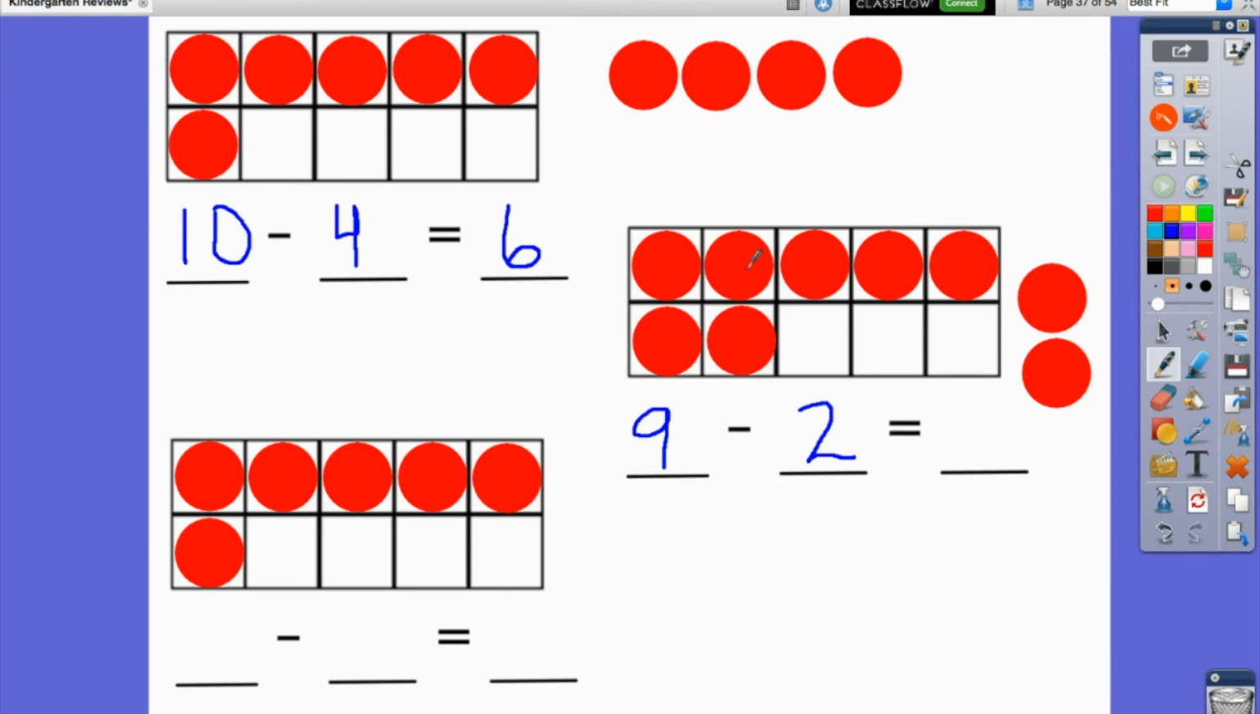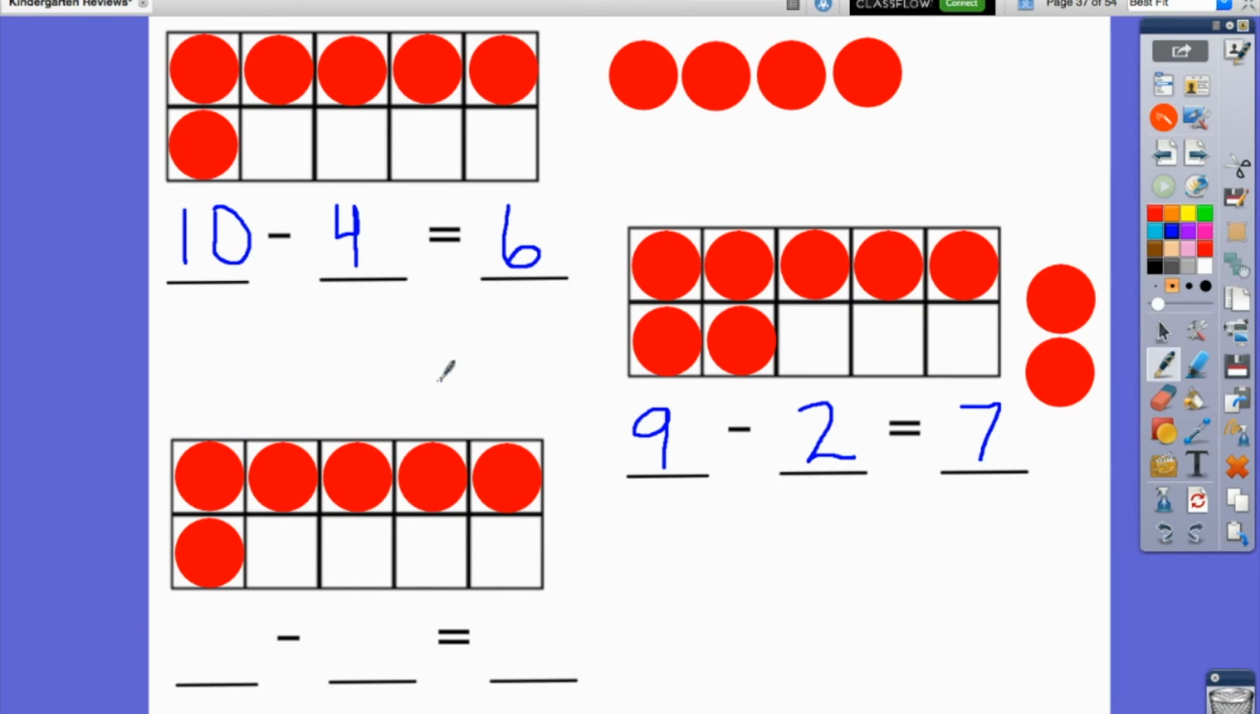1, 2, 3, 4, 5. But there's some more. 6 and 7. There are 7 counters left. I had 9 counters to start with. You helped me count and we took 2 away, which means there are 7 counters left.